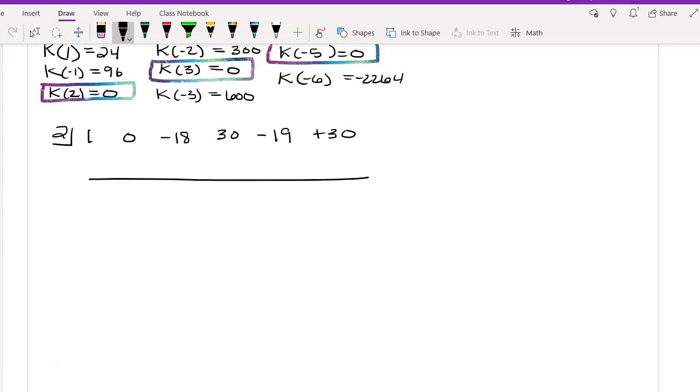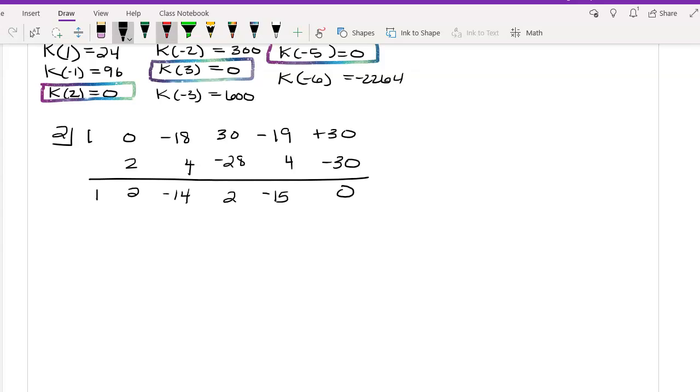So we'll bring down our 1. 2 times 1 is 2. 0 plus 2 is 2. 2 times 2 is 4. Negative 18 plus 4 is negative 14. 2 times negative 14 is negative 28. 30 plus negative 28 is 2. 2 times 2 is 4. Negative 19 plus 4 is negative 15. 2 times negative 15 is negative 30. So we have a 0. Perfect.